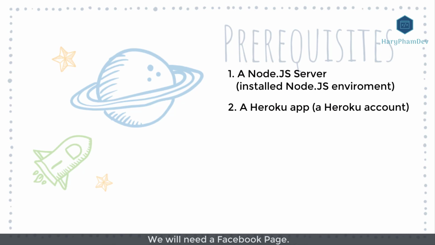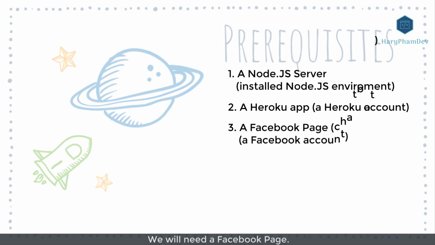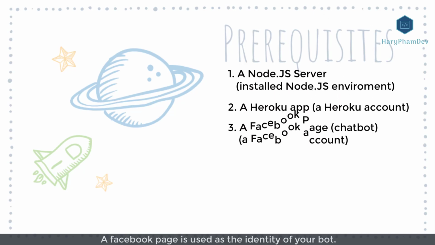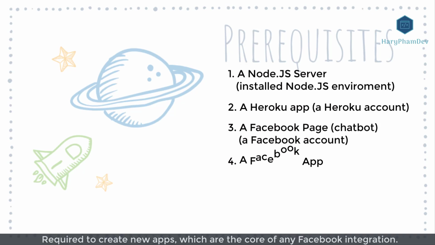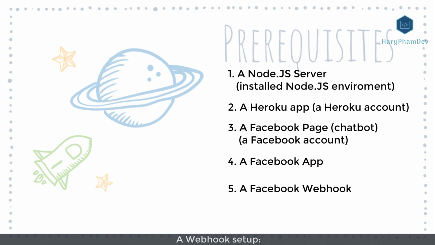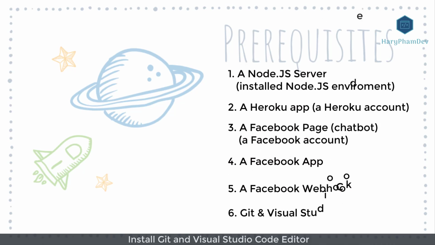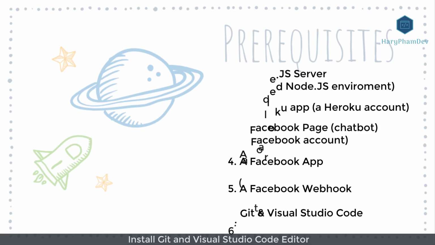Number three, we will need a Facebook page. A Facebook page is used as the identity for our bot. Number four, a Facebook for Developers account is required to create a new app. Number five, a webhook setup. Number six, make sure you have already installed Git and an editor like Visual Studio Code.